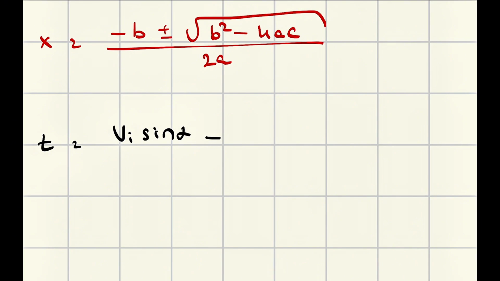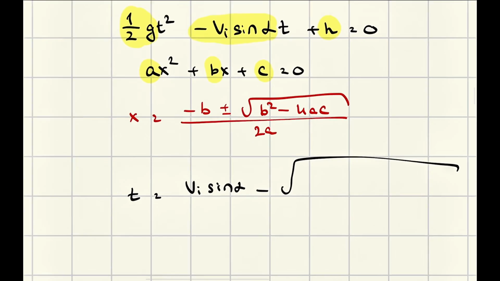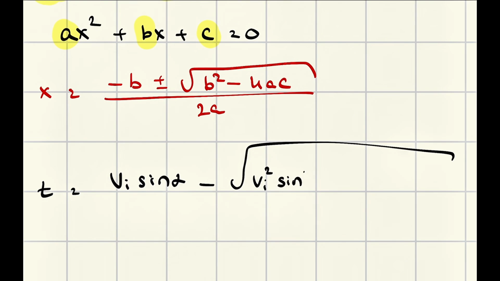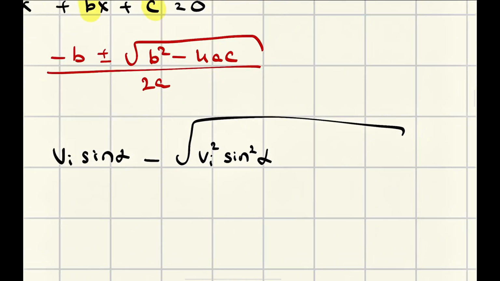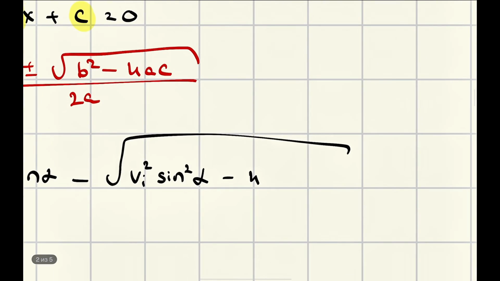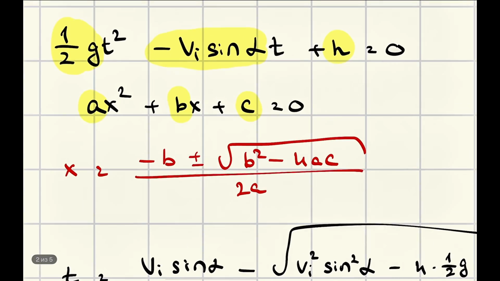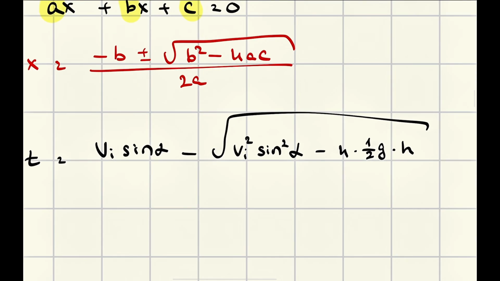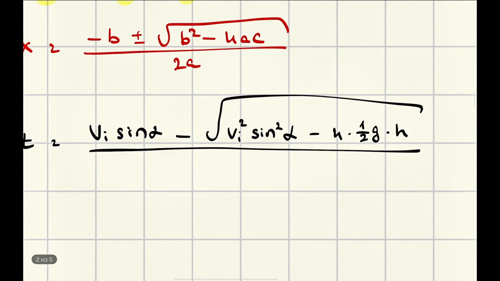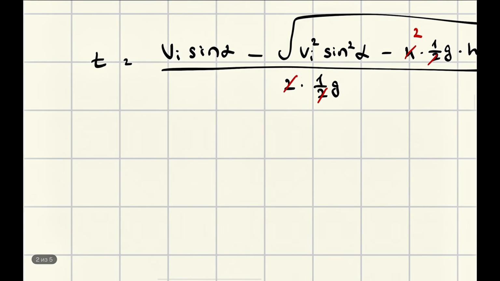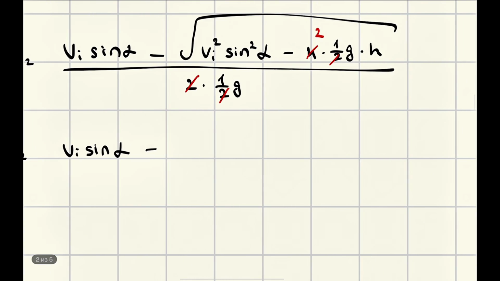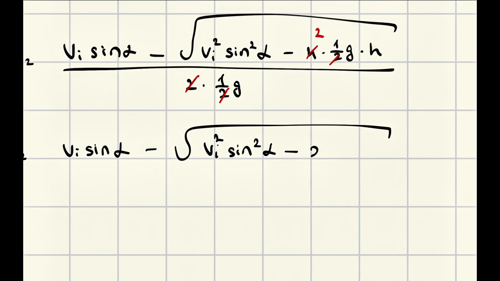We continue the same thing right here. b squared would be v initial squared sine squared alpha, minus 4 times a, which is 1 divided by 2 g, times c, which is the height. All of this is divided by 2a, which is 2 multiplied by 1 divided by 2 g. Let's cancel this out, and this would be just 2. So time equals v initial sine alpha minus the square root of v initial squared sine squared alpha minus 2 g h.